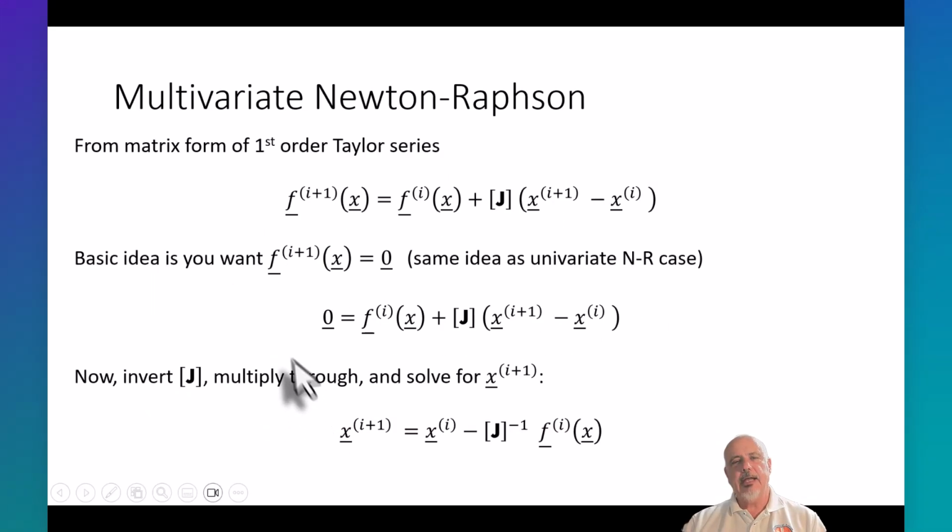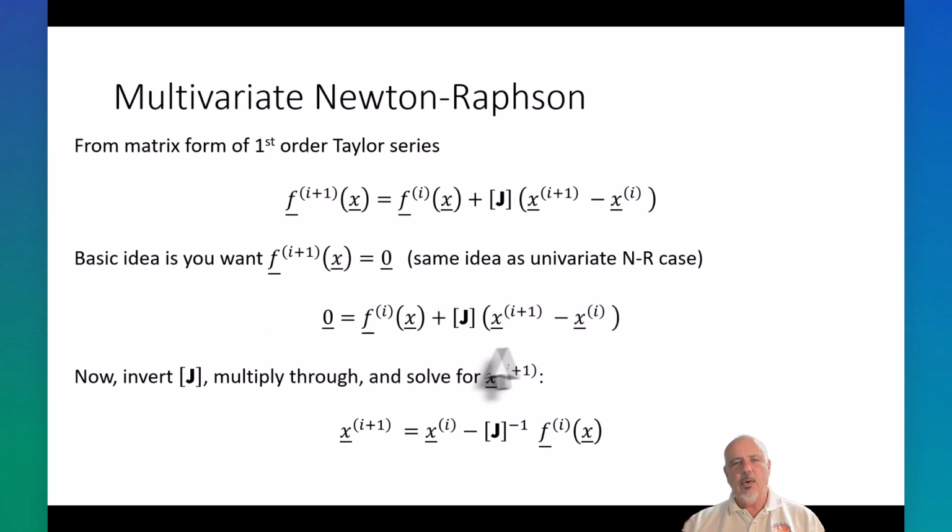All right, so then I take that last one and I write it very, very compactly in this way. Okay, and the idea, remember, is that you really want that next function iterate to be a zero vector in this case. Same idea as we had in the univariate case. So you're wanting this to be zero. You want that x at i plus 1 to be a solution. So if it were, then all those functions would vanish. So this is what we want.